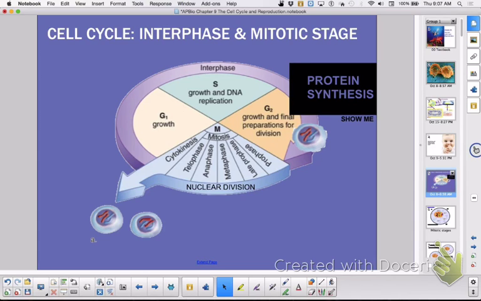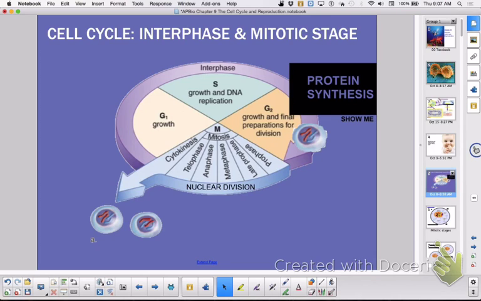Okay, and then S is DNA synthesis or duplication of the chromosomes. Another word for that is replication. And then what goes after the G2? Proteins are synthesized. Mitotic stage consists of two things.